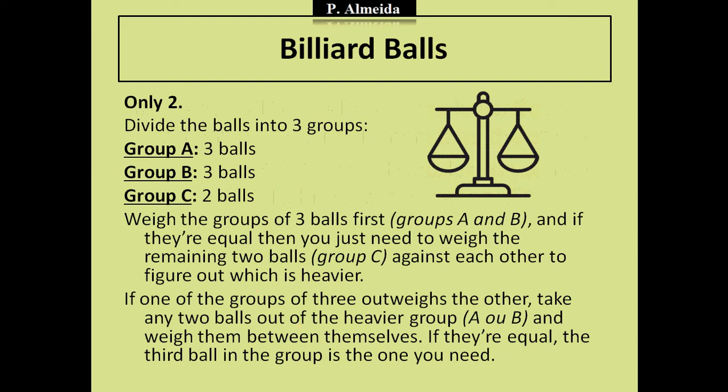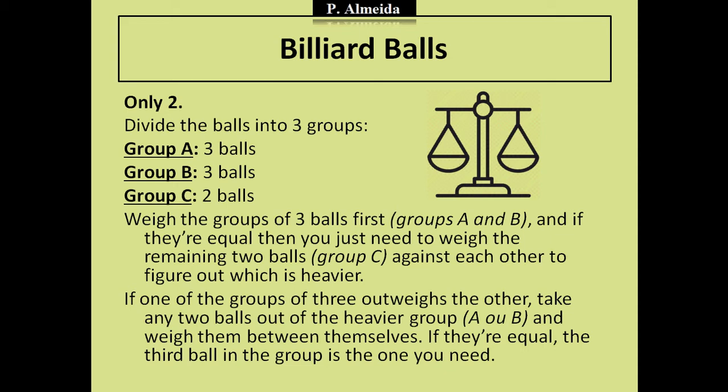So only two. All you need to do is divide the balls into 3 groups: Group A with 3 balls, Group B with 3 balls, and Group C with 2 balls. Then you start out by weighing the groups of 3 balls first, so groups A and B. If they're equal, so if the scale doesn't show that one of the plates is higher than the other, then it means that the heavier ball is in Group C, the one with only 2 balls. So then you pick the 2 balls of Group C, put one in each plate, and you'll figure out straight away which is the heavier ball.